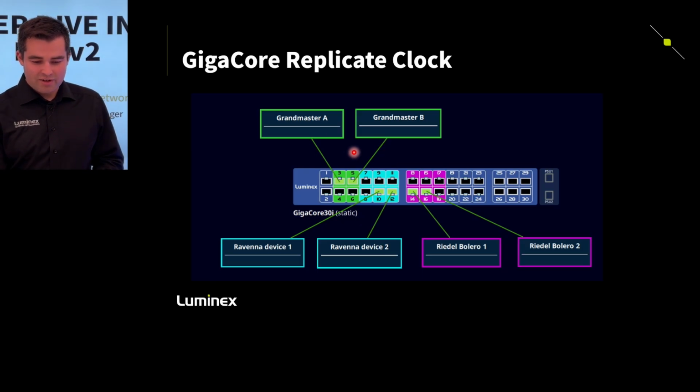There are no other devices in here, so nothing is sending any audio or video. These devices are put in a separate group. So the blue group will replicate its clock from the green group and then act as a time transmitter towards the Ravenna devices, and the same goes for the Riedel-Bolero devices in the pink group.